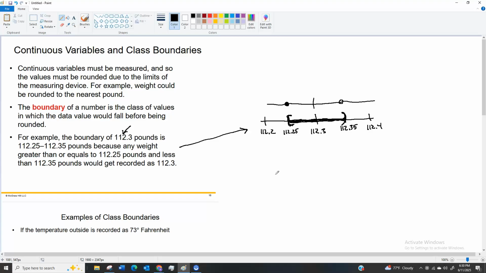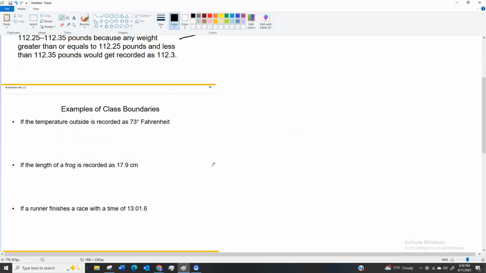So let's look at some other examples. Let's say we have 73 degrees Fahrenheit. Again, I always tell students, if you have any problems with this, draw this little picture out. So you've got 73 here, right? What would be below 73? Well, the next recorded value below 73 would be 72, and the value above it would be 74, because this indicates that we're rounding to the nearest whole number.